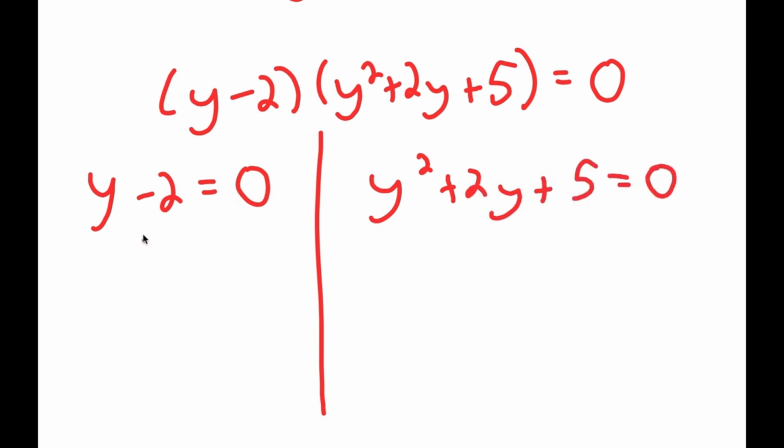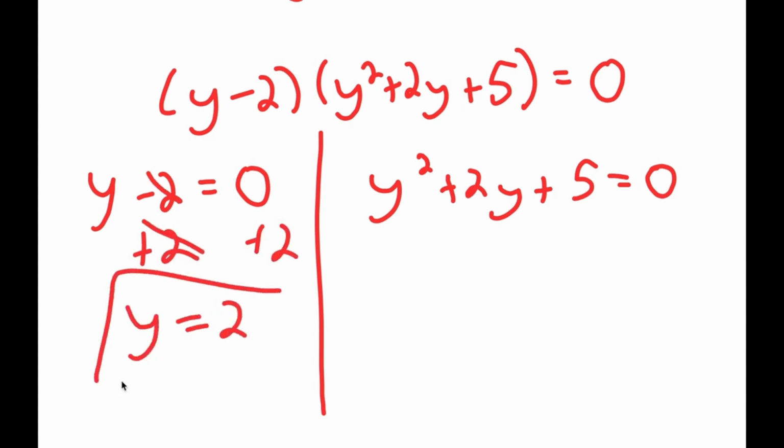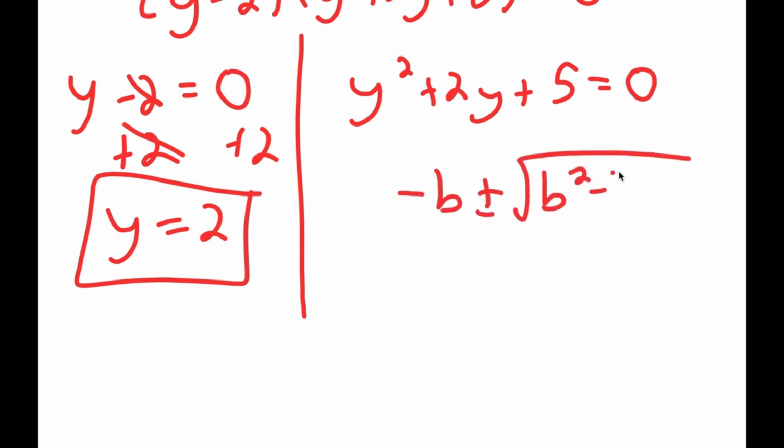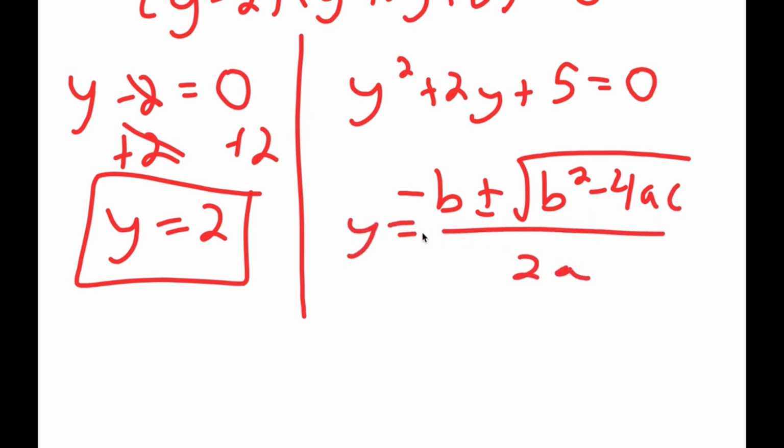So for y - 2 = 0, obviously this is easy. I just add 2 on both sides, and I get y = 2. And this is a solution we already got. Now for y^2 + 2y + 5 = 0, I'm going to use the quadratic formula, which is negative b plus or minus the square root of b squared minus 4ac all over 2a. So in this case, a is 1, b is 2, and c is 5.